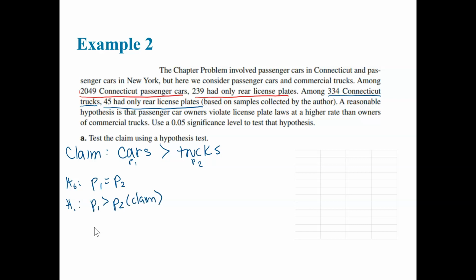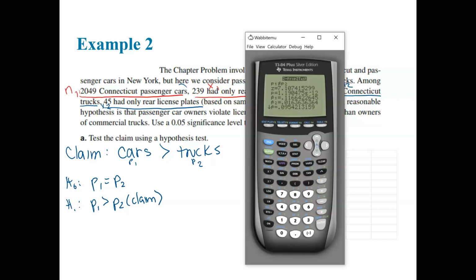So now let's just make sure we've got our Connecticut passengers. These are our cars, right? So this is our N1 and this is our X1. And this is our X2 and our N2. So we're going to go into stat tests and 2-proportion Z test.